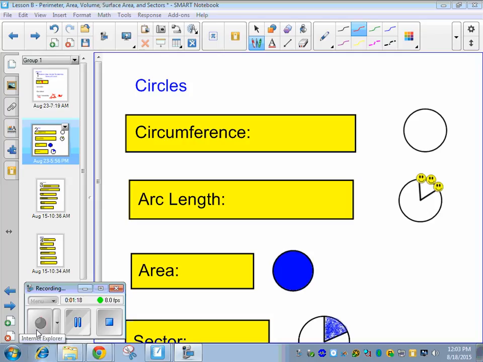Okay, so review of circles. The formula for circumference of a circle is either 2 pi r or d pi. Okay. And by circumference, that means the distance around the circle.